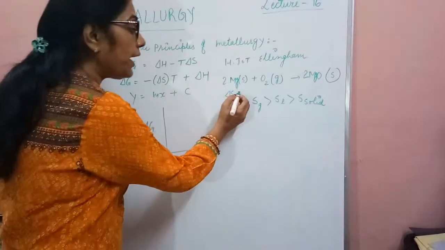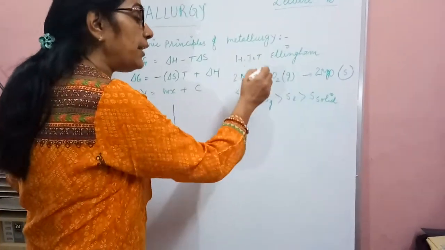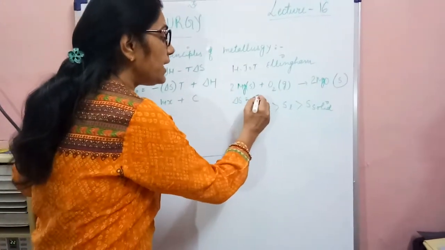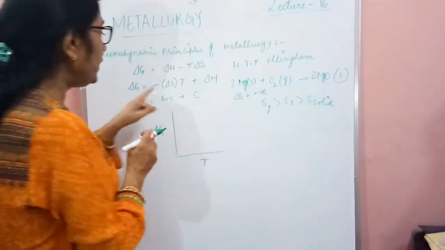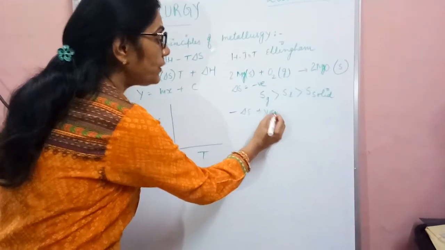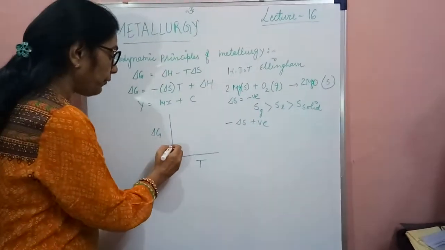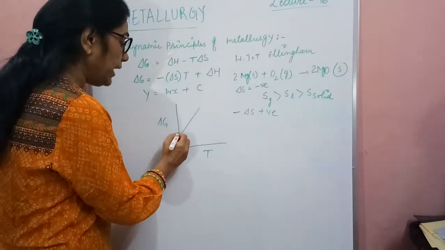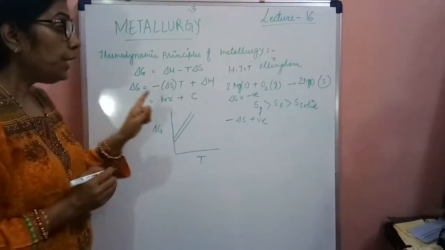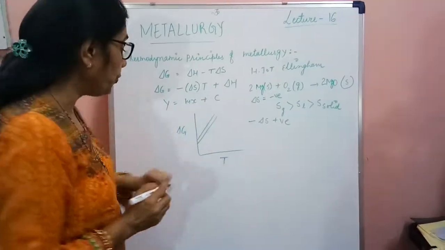So if you take out delta S as change in entropy, then what is going to happen? In reactants, one of the species is in gaseous form, so delta S will be negative. And when delta S is negative, then minus delta S will be positive. So when the slope is positive, then the nature of graph will be a straight line pointing towards an upward direction. So if you find out the graph which is given in the NCERT book, you can see here.